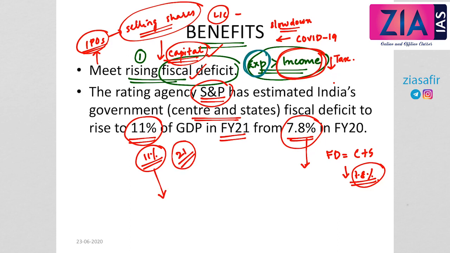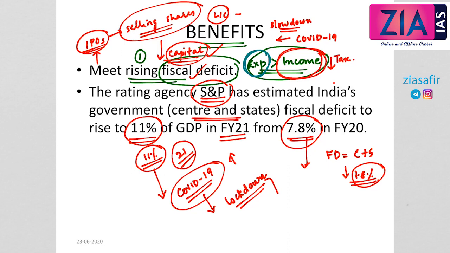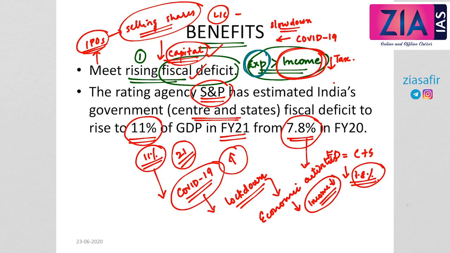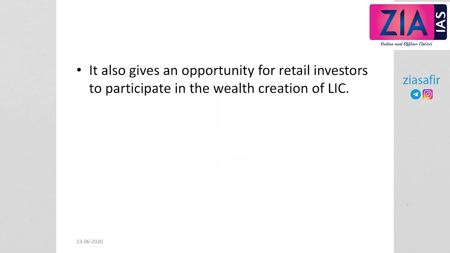Why? Because especially due to the outbreak of COVID-19, what has happened? The government expenditure has increased, and the subsequent lockdown imposed due to the outbreak of COVID-19 has affected the economic activities. So economic activities are affected, and therefore the income levels have come down. So income came down, whereas the expenditure increased. So this has widened the fiscal deficit. So fiscal deficit is again expected to rise, and this sale of shares of LIC through the IPO will help the government in meeting the fiscal deficit.